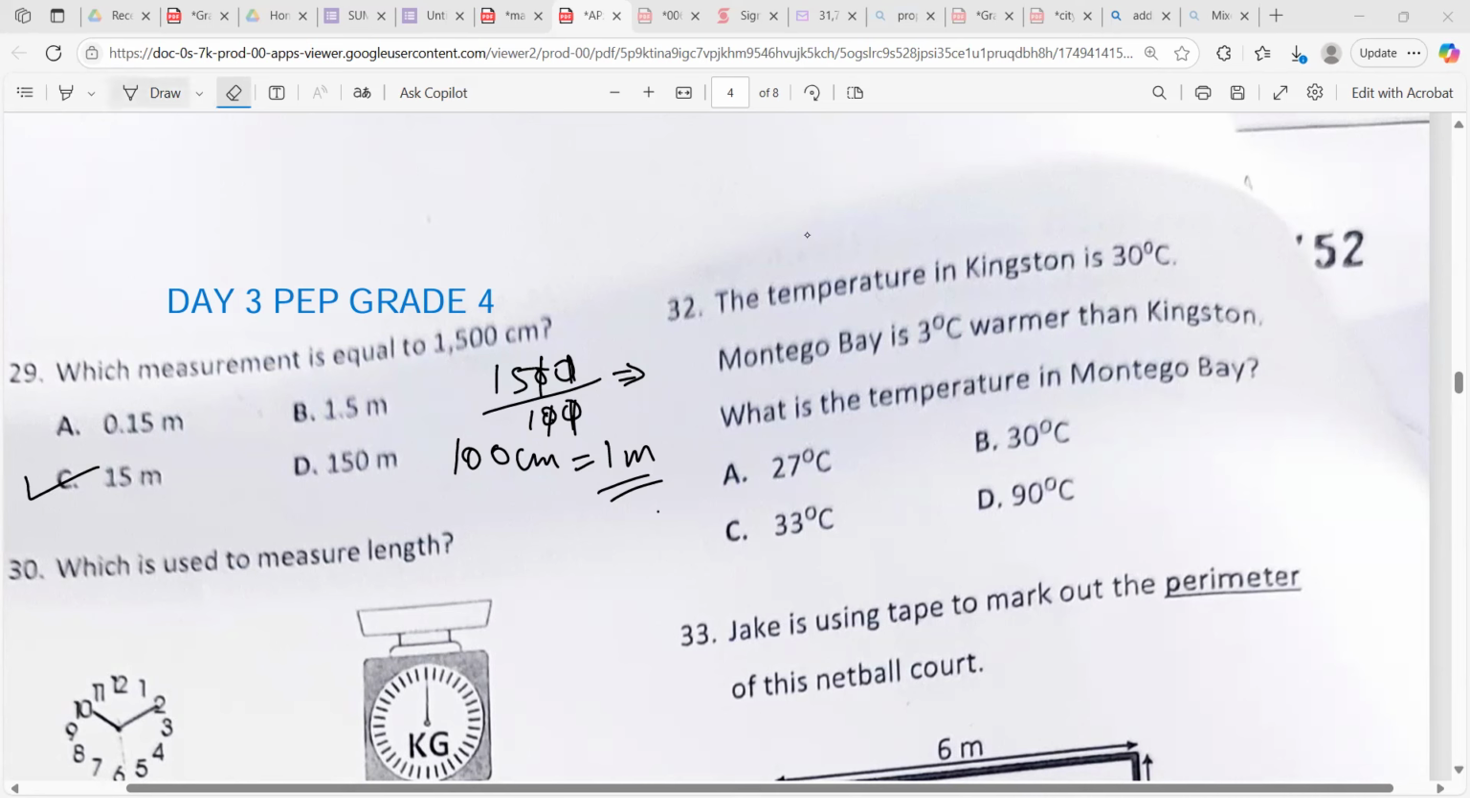It could not be A because it says Montego Bay is 3 degrees warmer than Kingston, and remember Kingston is 30 degrees Celsius. It cannot be B because that's the same 30 degrees Celsius as Kingston, and it cannot be 90 because 30 plus 3 is not 90, that's 33. So the best option would be C, 33 degrees Celsius.